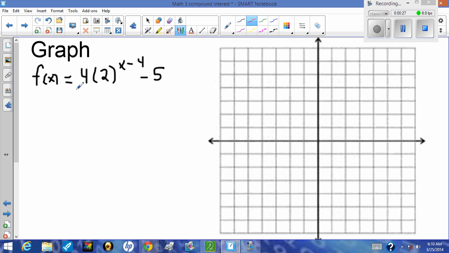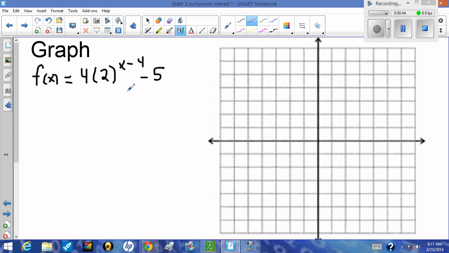Okay, so we're going to graph f of x is equal to 4 times 2 to the x minus 4 power, all minus 5. Now this is an exponential function. Our variable, you can see, is an exponent. And we have some shifts up here. We have a negative 4 and a negative 5.